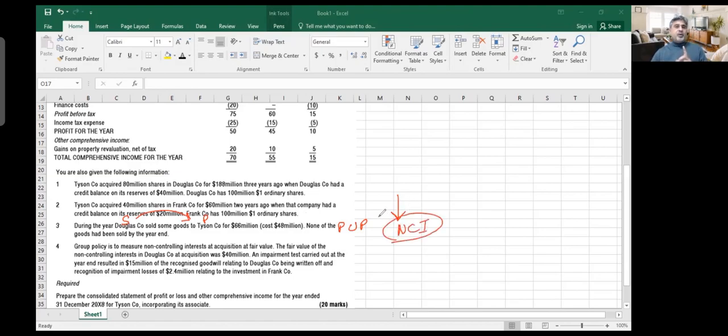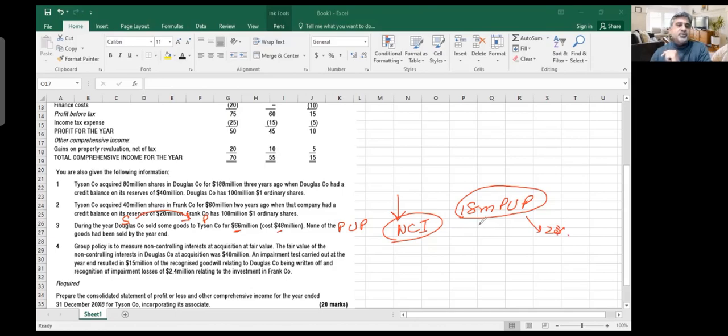This is important to remember always: you need to see whether there is an unrealized profit and how much it is. For example, during the year, Douglas sold goods to Tyson for 66 million. The cost was 48. None of the goods had been sold by the year end. Extremely simple. The goods were not sold, everything is in stock. So 66 minus 48 is 18 million. 18 million is the unrealized profit. This 18 million unrealized profit should be subtracted from the profit of the subsidiary. After subtracting, you find the adjusted profit, and then you give 20% of that to NCI.